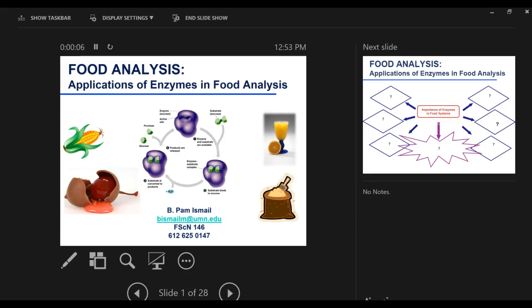So, this is one of my many favorite topics, enzymes. You cover enzymes supposedly in food chemistry quite a bit. Now here we're going to talk about the application of these enzymes and how they're used in food analysis.